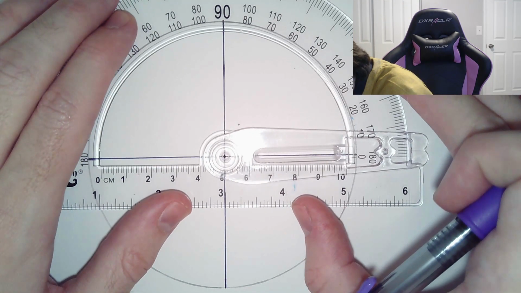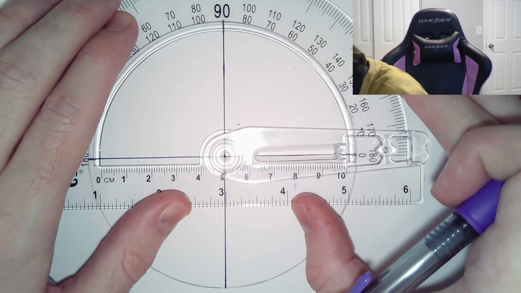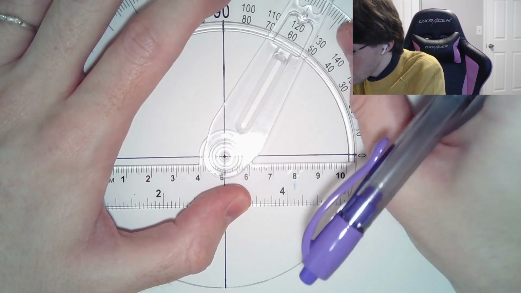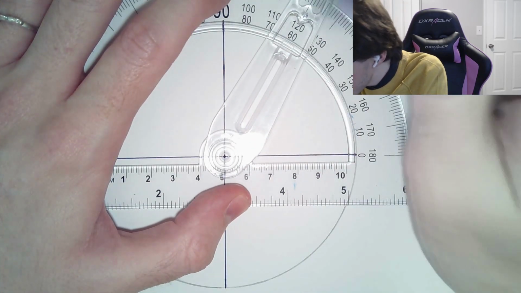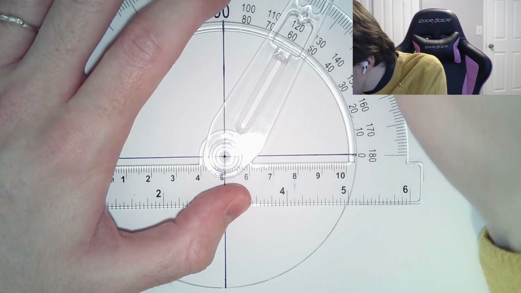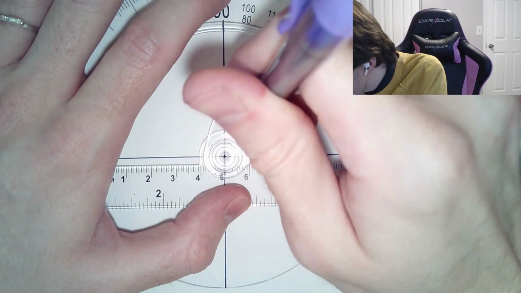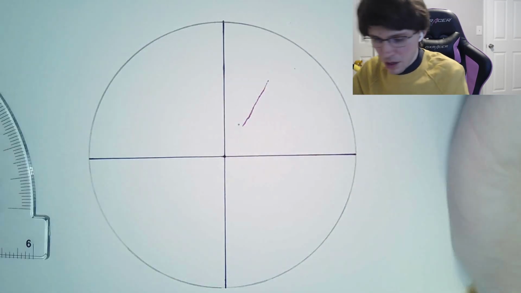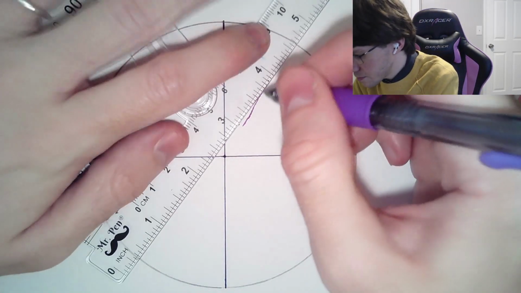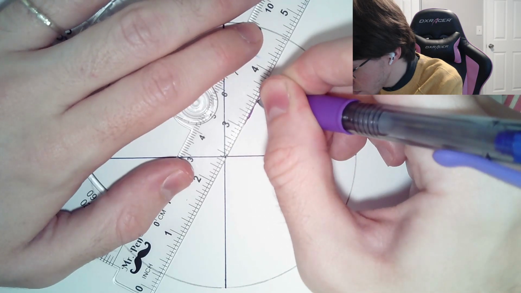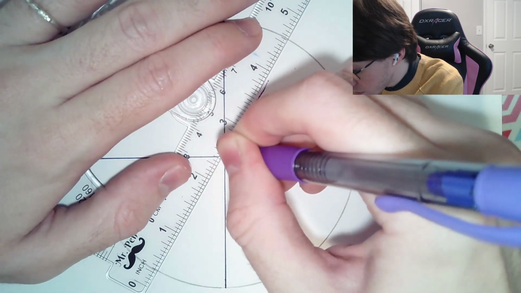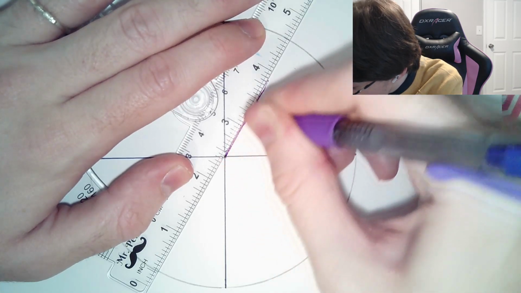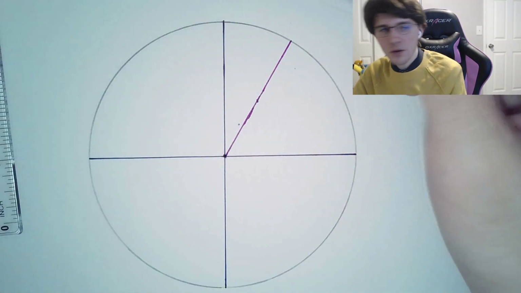We have that one lined up. Best of my ability here. We're lining this up at 60. And I kind of want to keep it still if possible. I don't know how to do that. Maybe if I'm really, really careful. Okay, good enough. So there's my 60. Boom, there's my 60-degree angle.